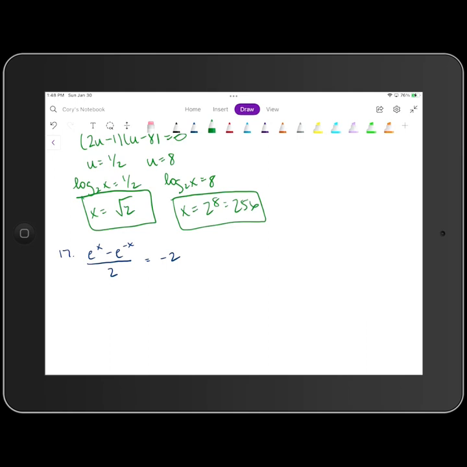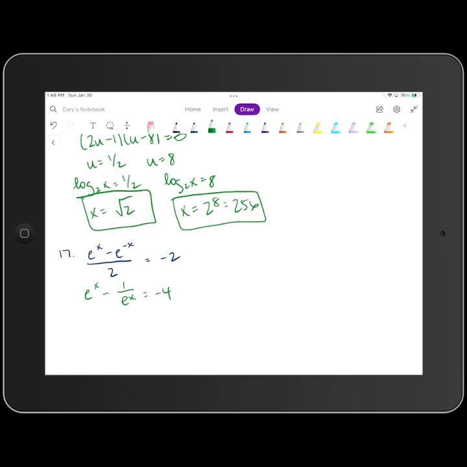We have e to the x power minus e to the negative x power, divided by 2, is equal to negative 2. Okay, so let's go ahead and get rid of the fraction here to start with. That's like saying e to the x power minus e to the negative x power, which is equivalent to 1 over e raised to the x power. And then if I multiply both sides of the equation by 2, we get that equal to negative 4. Okay, so we've gotten rid of the fraction.